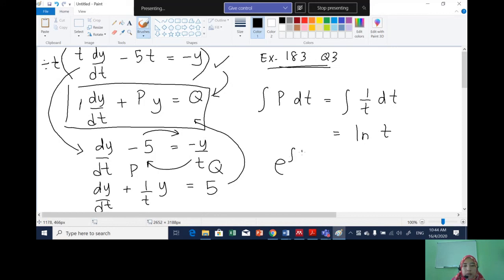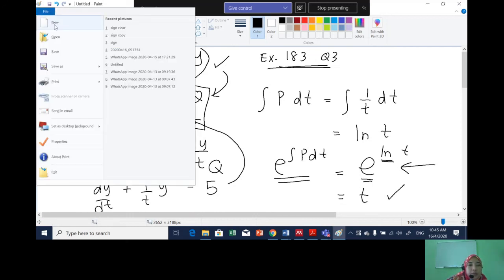So the integrating factor e to the power of the integral of P dt is equal to e^(ln t). Okay, this can be simplified. ln is base e. Then we have another base e. So by the rules of logarithm, we can simplify to t. Okay, so this is the simplest term. So the integrating factor in the simplest form in this case is equal to t. So remember these kinds of rules of logarithm. Okay, so next we proceed.